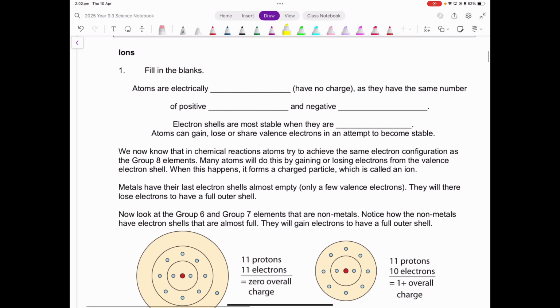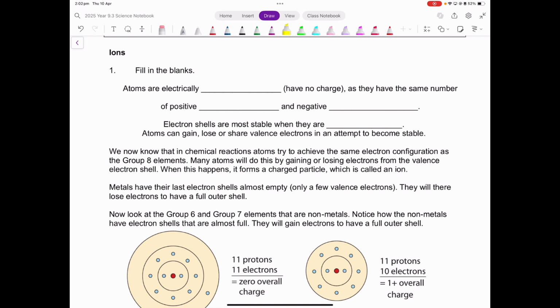So, let's fill in the blanks together. Atoms, the things that we've been speaking about so far, are electrically neutral. This means that they have no charge. They are neutral because they have the same number of positive parts. What are the positive parts of an atom called? Excellent. They are the protons. And they have the same number of protons and? Electrons. Fantastic. Well done.